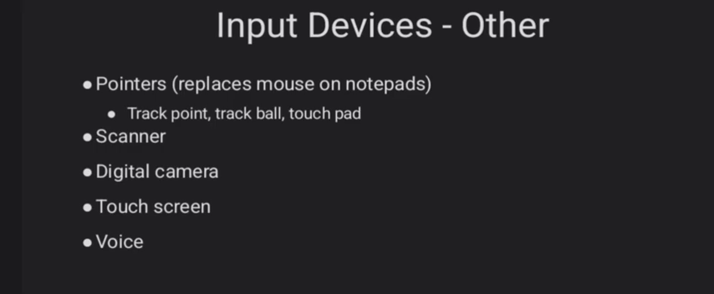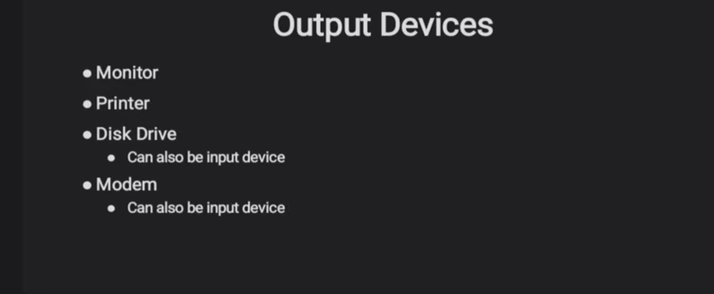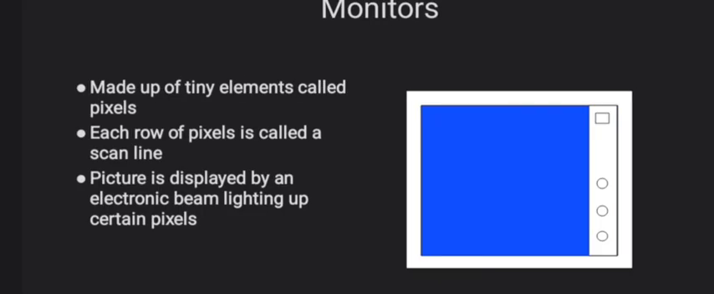Then other input devices can be pointers, that is the touchpad which we use in the latest devices, scanner, camera, touchscreen, etc. Output devices is the one that displays the output to the user, through which we see the results of the processed data. Example, monitor, printer, disk drive, modem, etc.